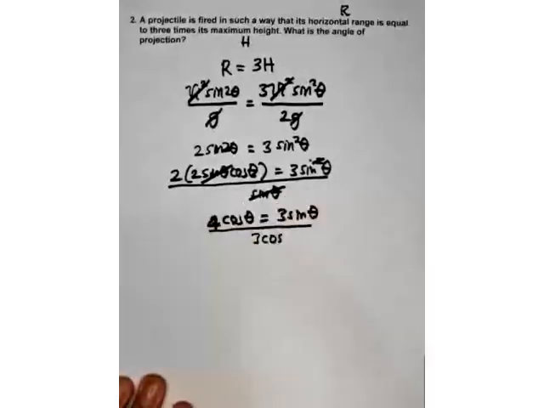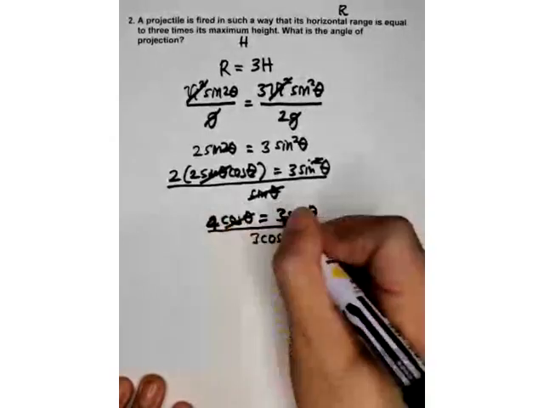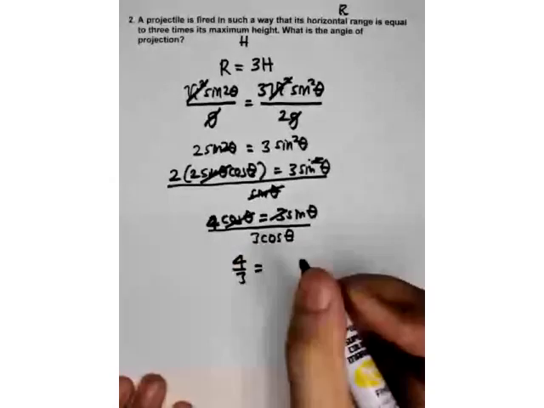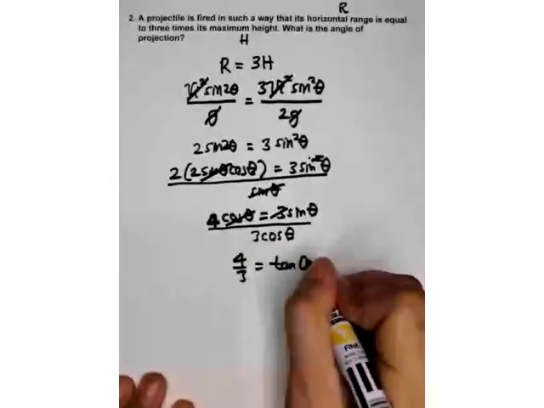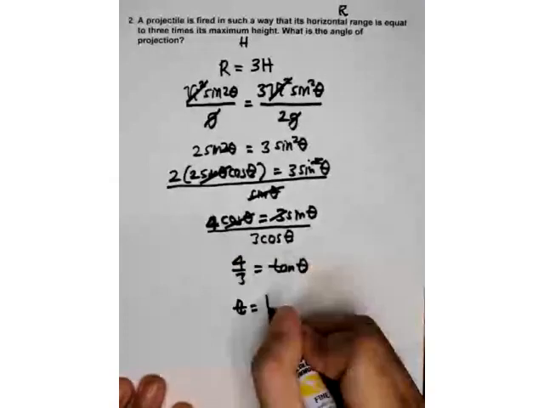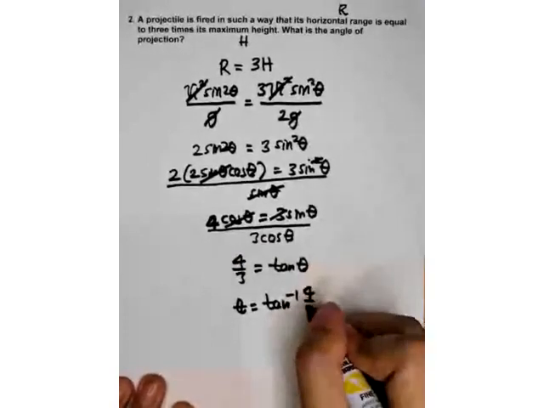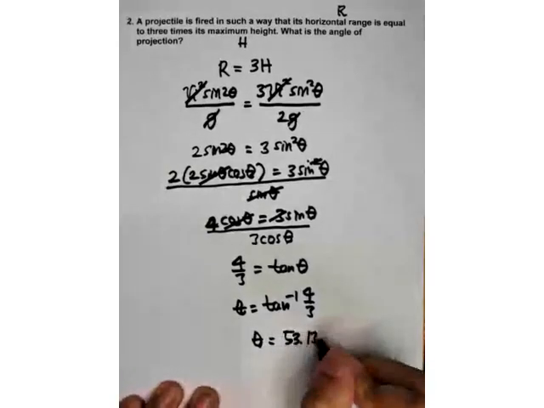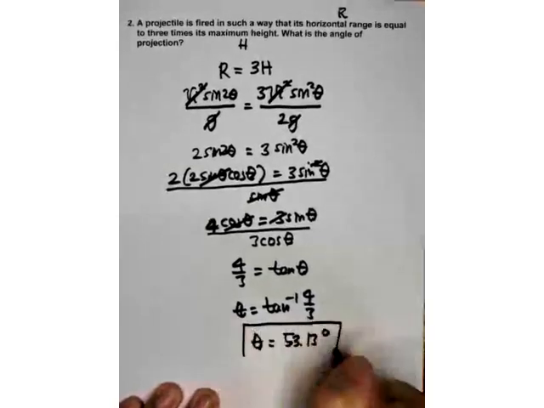2 times 2 cosine theta. Cancel ito, and then cancel yon. Okay, so we'll have 4 over 3 is equal to what? Sine over cosine? So that's tangent theta. Therefore, theta is arctangent of 4 over 3. What is theta? Okay, it's 53.13 degrees. Okay, so that is our theta.